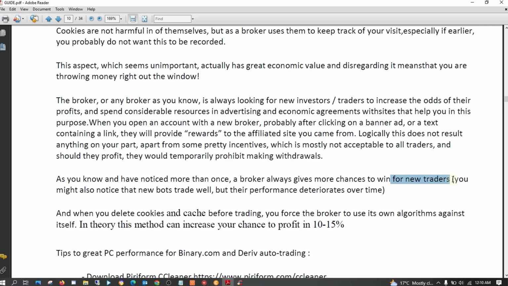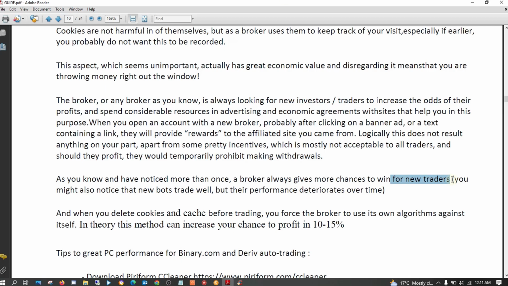That's why some guys, like one of my friends, don't give away their bots, because they know that if they give them away, then the market will know exactly what they're doing. They will study the bot plus those who are using the bot, so that they don't win again. So the broker will know the strategy they're using, and the only way they can know that is by using the cookies.